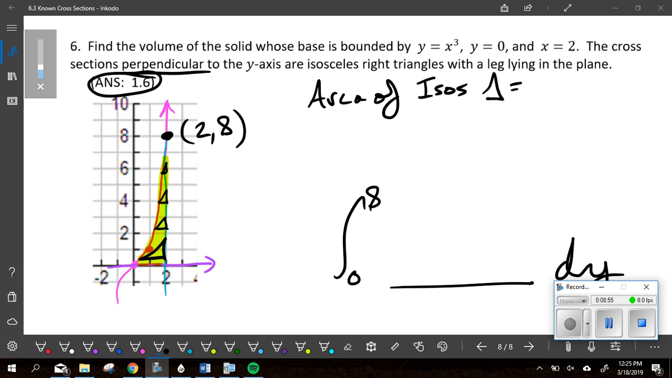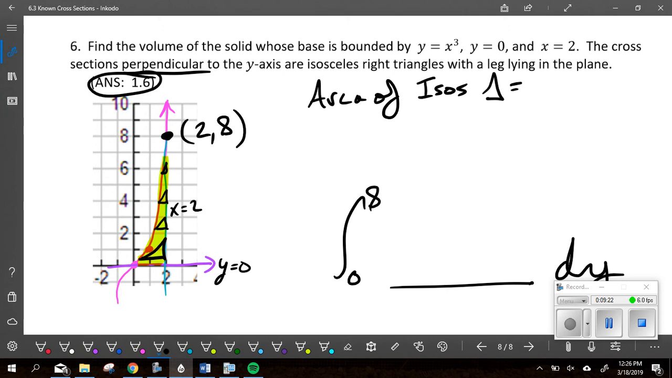Before we get too far, a reminder that this is a dy problem. So if it's a dy problem, you are not allowed to write x values. You're not allowed to write x in your integral. Your integral has to be in terms of y. So I've got this line here. This is y equals 0. This is x equals 2, which is okay. 2 is fine. But what I can't have is the x cubed.